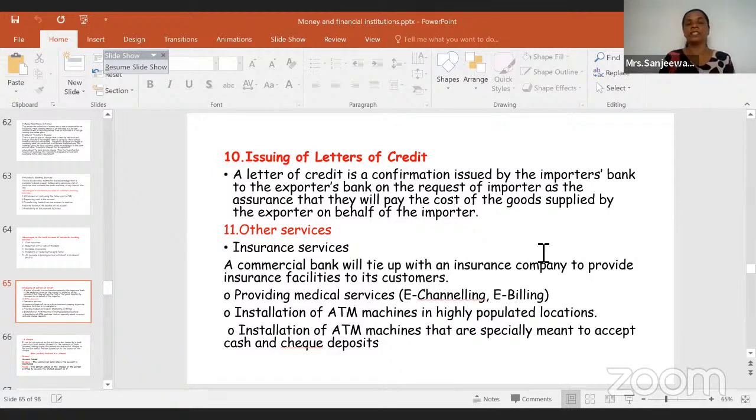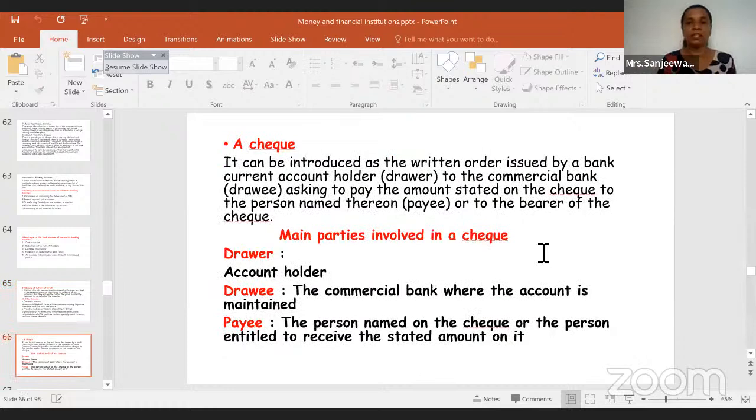All right, so that's about banks now. We have discussed the central bank and commercial banks. Now, something very important: checks. What is a check? It can be introduced as a written order issued by a bank current account holder. Who is the current account holder? The drawer. You need to know the terms, children. The order is to the commercial bank, so the bank is known as the drawee.